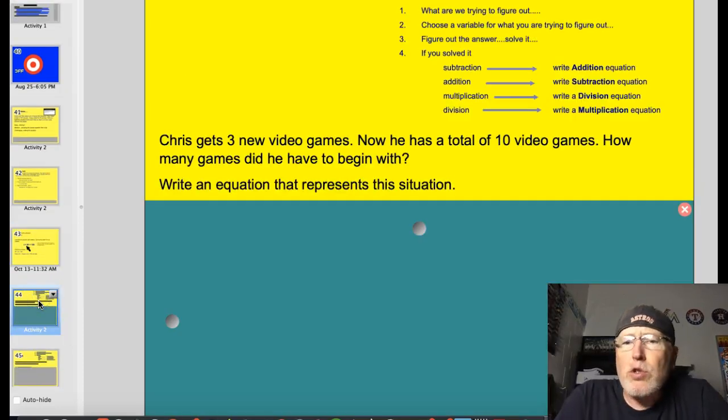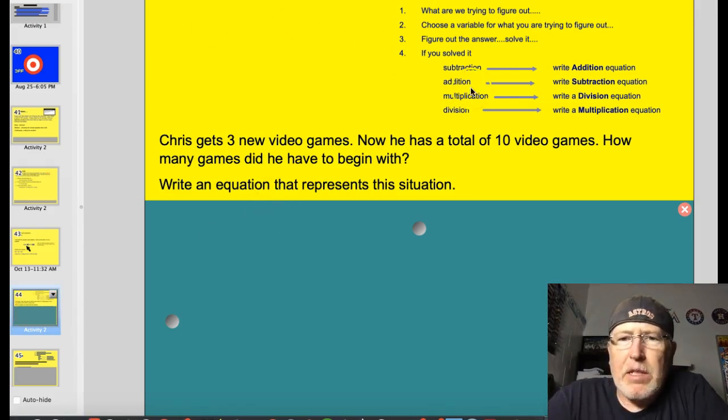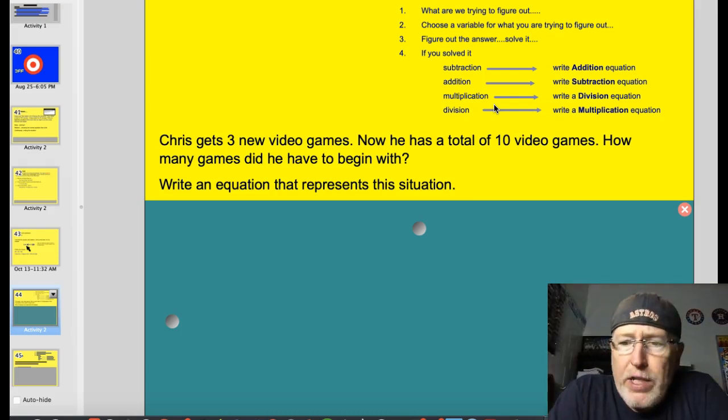So let's just try to use the process. I put a little cheat sheet up here. These are the questions I ask myself. First of all, what are we trying to figure out? I choose a variable. I figure out the answer. I solve the dumb problem. And then if I solved it with subtraction, I'm going to write an addition equation. If I solved it with addition, I'm going to write a subtraction equation, and so on. So the opposite operation is what you use to write it. Solve with multiplication, write with division. Solve with division, write with multiplication. I'll have this little cheat sheet available there. So let's look at two more problems, and I'll have you try some on your own.